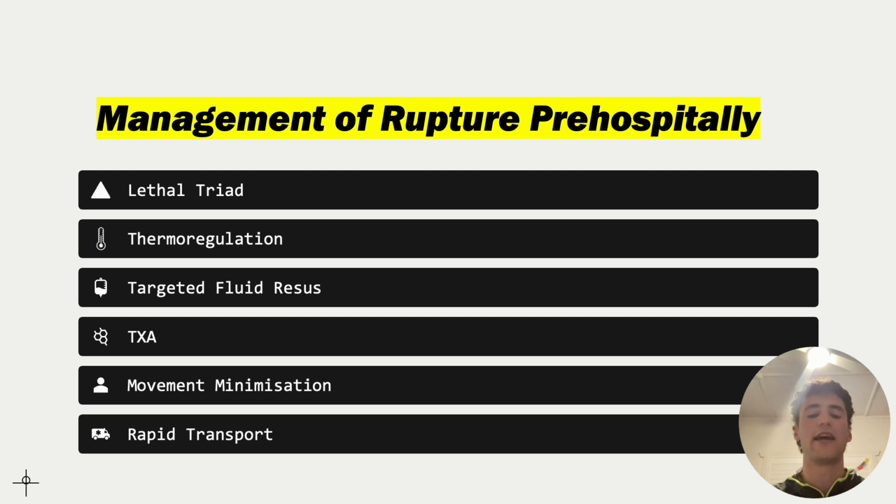Moving on to tranexamic acid. So TXA is an antifibrinolytic agent that prevents clot breakdown, therefore helping cease the bleeding. Early administration, so within 3 hours of the bleeding onset, will reduce mortality but should not delay the rapid transport. Alright, so let's go on to movement minimization. Let's avoid excessive patient movement during extrication and transport to prevent the disruption of the clots. And finally, rapid transport and notification. It's really important to prioritize immediate transport to a facility.